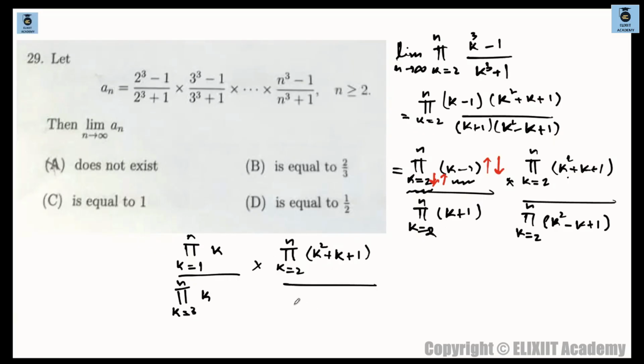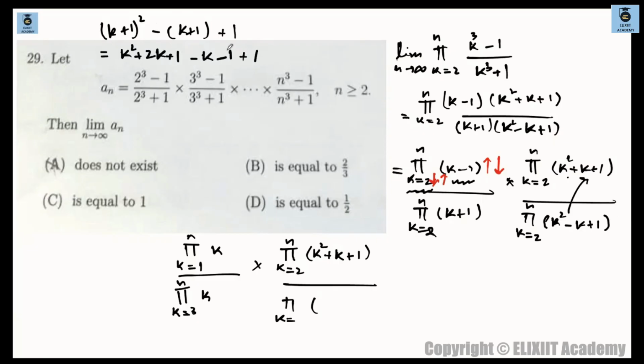Similarly, I'll keep this the same and I'll make some changes over here. Here, k square minus k plus 1 can be converted into k plus 1, k square plus k plus 1. In what sense? Let's say I'm taking k square plus k. This is k square minus k plus 1. If I replace this by k plus 1, this will become k plus 1 whole square minus of k plus 1, and plus 1. So don't you think this is nothing but k square plus 2k plus 1 and minus k minus 1 plus 1. So this cancels out.